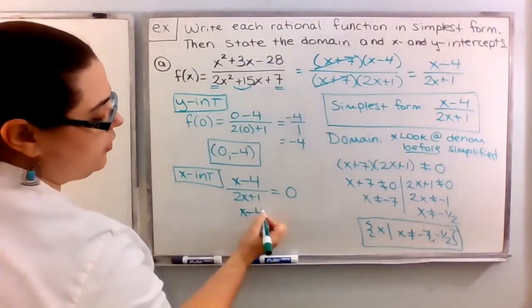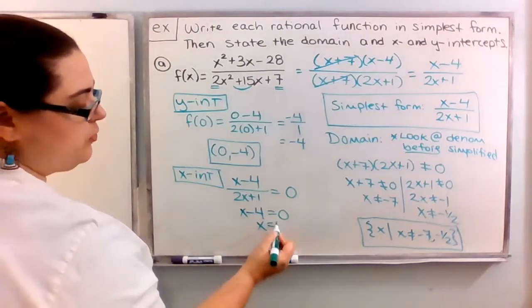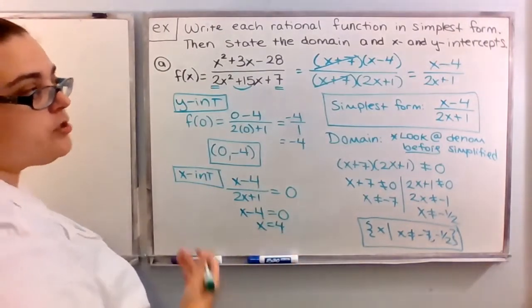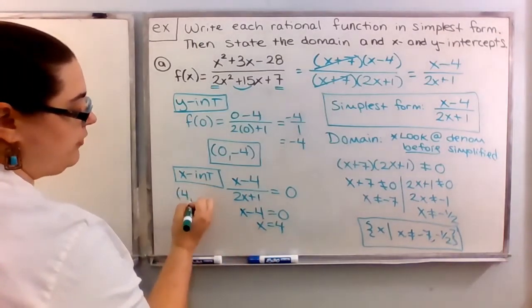So x minus 4 is 0. So if we add 4, we get x equals 4. So this rational expression will only have one x-intercept, and it will be at (4, 0).